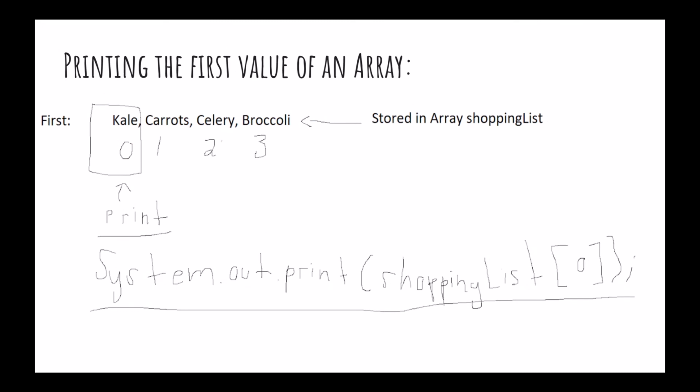So how to print the first value of an array? As you know, indexes in arrays start from 0. So in any array, no matter what the array holds or how long it is, the first value will always hold 0. So if you want to print the first value of an array, all you have to do is System.out.print, then the array that you're trying to access, bracket 0, closing bracket, parentheses, semicolon, and then you're going to print the first value of the array. So this is going to print kale. If you run this, it's going to print kale.